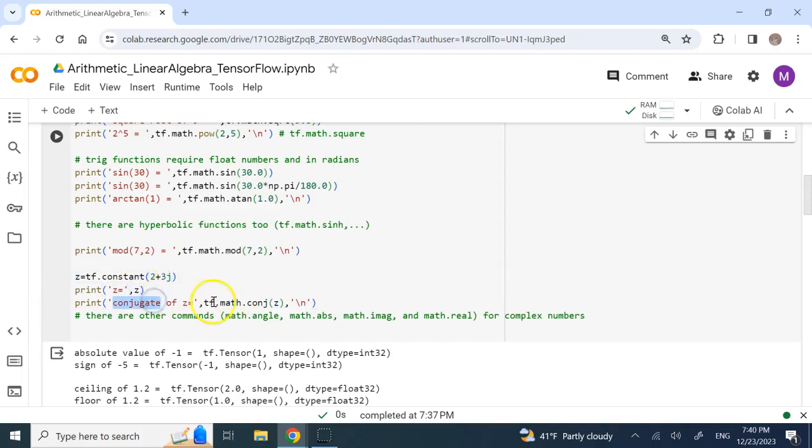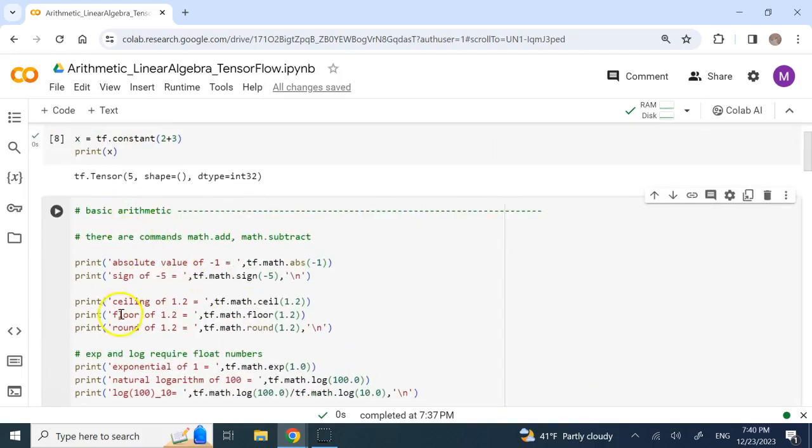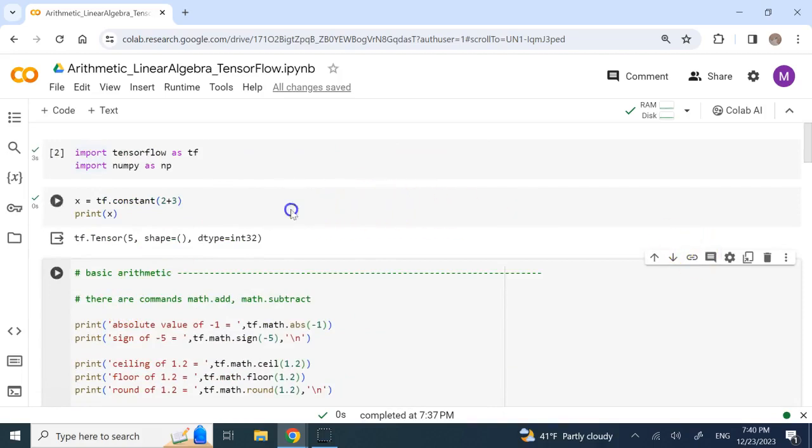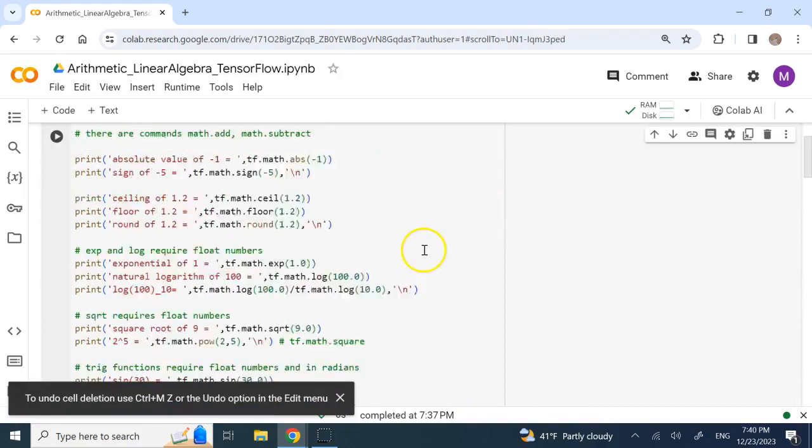If you want the conjugate of that, you can use conj. If you want the angle of that, or argument, use .angle. .abs is the magnitude. .imag is the imaginary part. .real is the real part. So you have all of these functions here. I'm only showing you the complex conjugate of 2 plus 3j, which is what? 2 minus 3j. So these are some basic arithmetic functions.